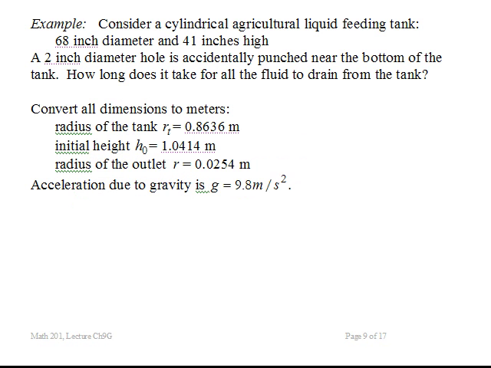Now here's an example of how to use that solution. Say you had a cylindrical liquid feeding tank for your livestock, and it's 68 inches in diameter and 41 inches high. All right. Then, for some reason, a 2-inch diameter hole gets punched near the bottom of the tank. And the question is, how long does it take for all the fluid to drain out of the tank? Turns out it's not very long.